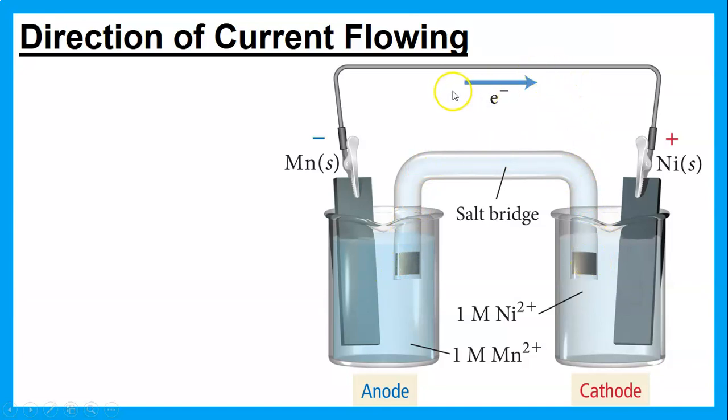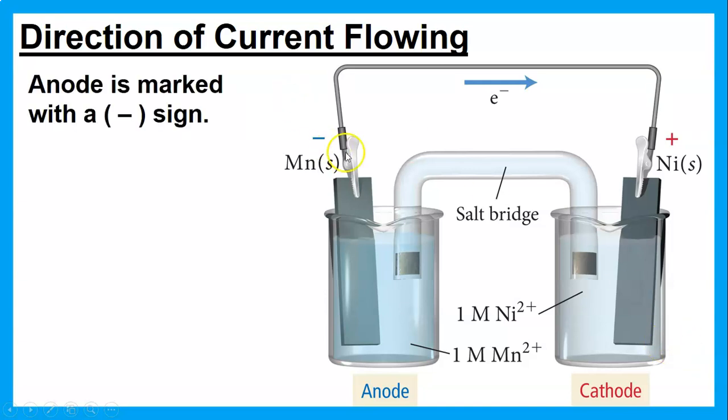This picture has also labeled which direction the electrons are going. And we've labeled the anode with a negative sign and the cathode with a positive sign. These are all things that you would want to include if you were asked to label and draw a cell.